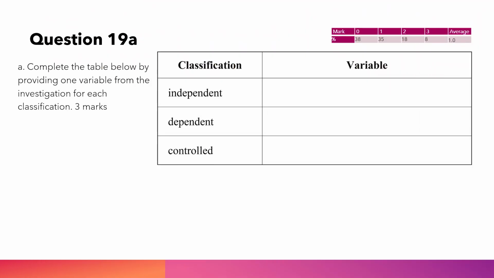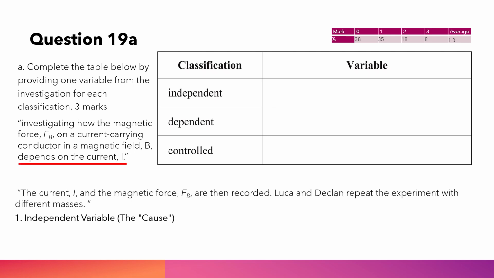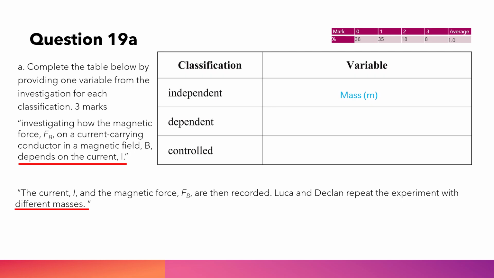1. Independent variable, the cause. This is the factor that you deliberately change or manipulate to see if it has an effect. In a graph, this is almost always plotted on the x-axis. In your experiment, this is the mass, m, added to the balance, as you are choosing the specific weights to test.